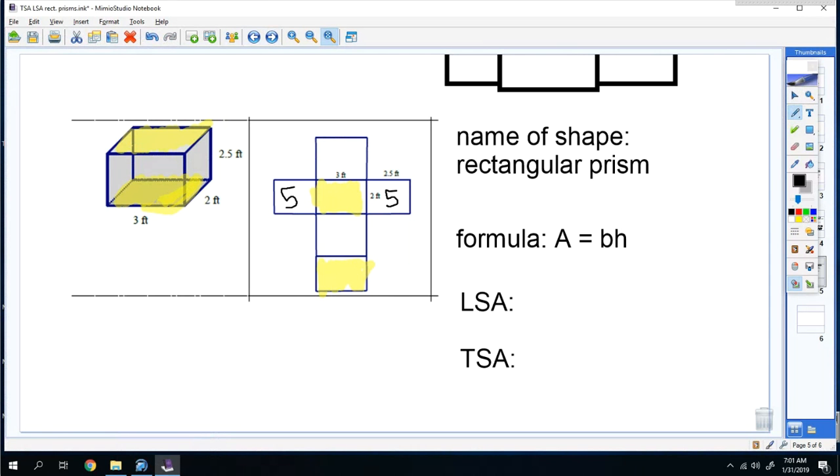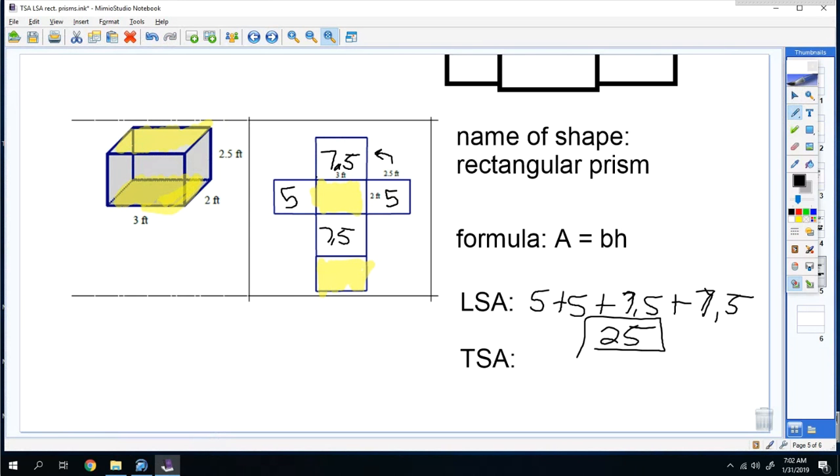Now we're going to find the top one. I know this base is 3, but I don't know the height. Well, I would imagine folding this up means that this 2.5 has to be that 2.5 as well. So you're going to do 3 times 2.5, which is 7.5. So this face is 7.5, which means the parallel face is 7.5. Now, since we have the areas of all the lateral faces, we're going to add them up. So you're going to do 5 plus 5 plus 7.5 plus 7.5. Sorry, my 7s got away from me. You add them up, and you get 25. And that's your lateral surface area.